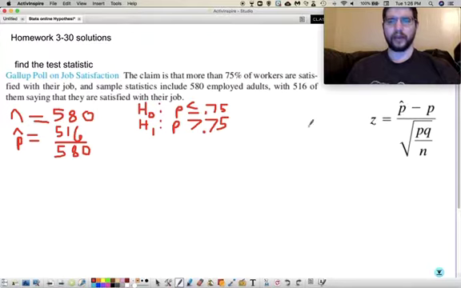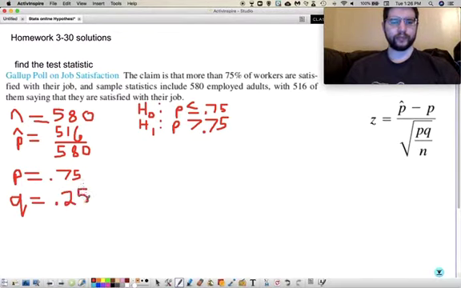Okay, we've got p hat. This is p. p is 0.75. Now we also need q, not q hat. So I don't need to bother with q hat, but q is going to be 1 minus 0.75, which would be 0.25. So now we have p hat, p, q, and n. We got all the things we need. We just need to plug them in, and we're done.